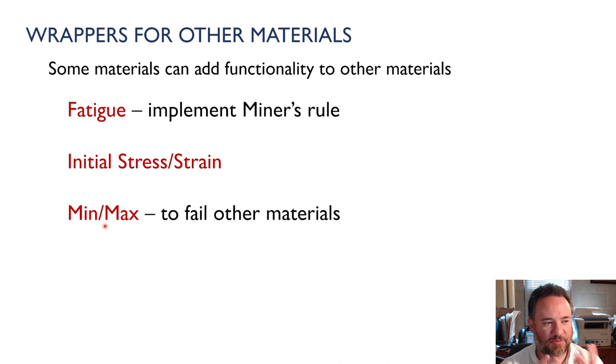And so the min-max material would have an input parameter, which is another material. So you'd say, okay, I have this material which represents something, and then I'm going to min-max it, which means if it reaches this maximum point, then it should fail, and it should go to zero strength or something like that. I can apply an initial stress or strain, like if I have a pre-stressed element or something like that.